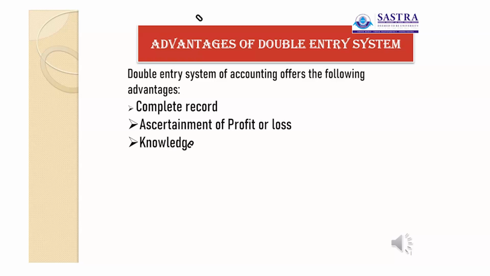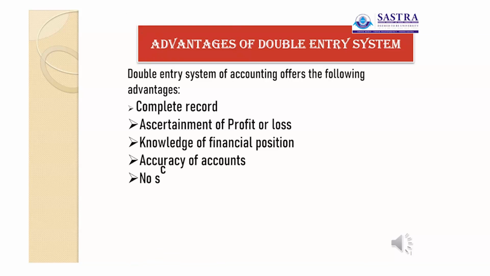Double entry system enables a businessman to keep a complete, systematic and accurate record of all business transactions. Details of any transactions or events can be verified at any time. Each and every transaction has two aspects: one is debit aspect and another one is credit aspect. So it ensures the accurate record of all business transactions. These transactions are recorded in detail. That is the meaning of complete record. So this is one of the advantages.